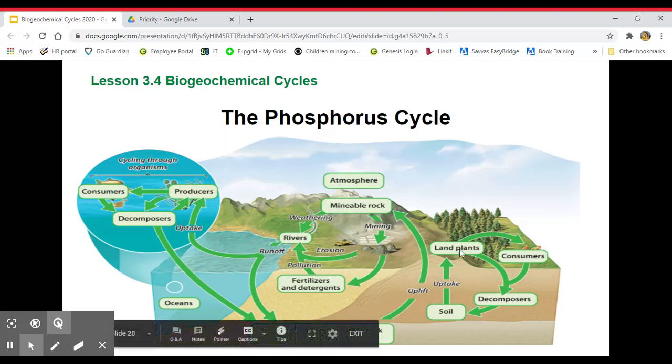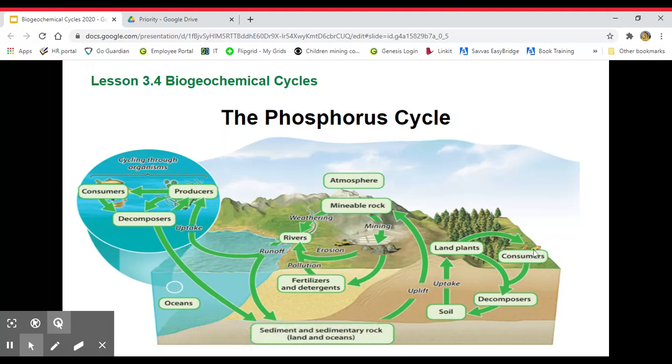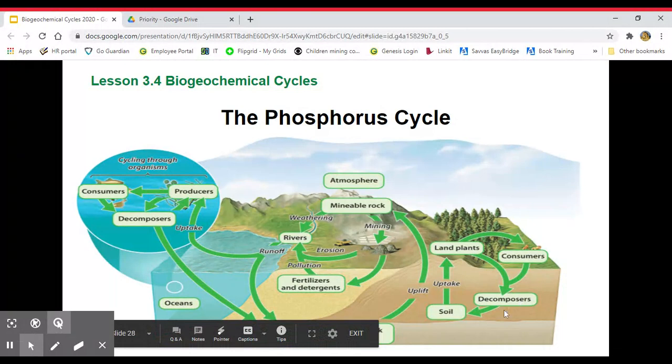You can also have that consumer cycle happen on the right side, on land with animals that you'll find on land rather than in the water, where when they get decomposed, they return to soil rather than the ocean. So in simple terms, that's the phosphorus cycle.